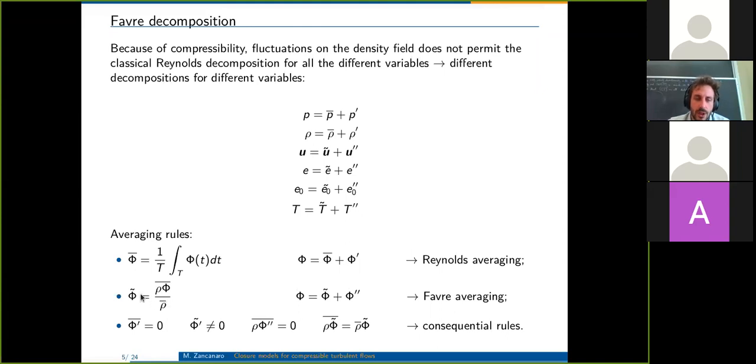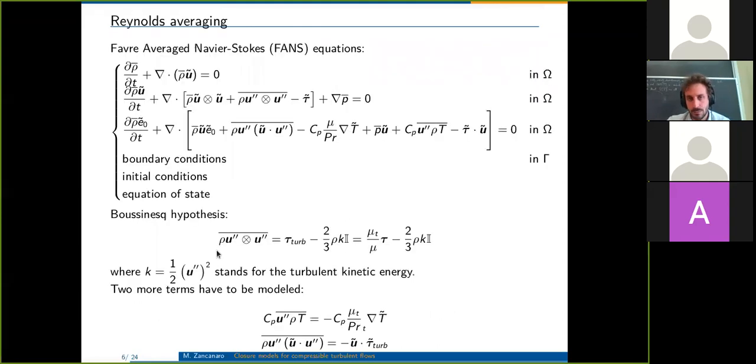In fact, if you see here, the tilde variables are the Favre averaged ones, and inside there is the averaging of the density. So after having used the Favre averaging, we can obtain these RANS equations that are pretty similar to the previous ones. The only point is that, of course, all the possible variables here are averaged.